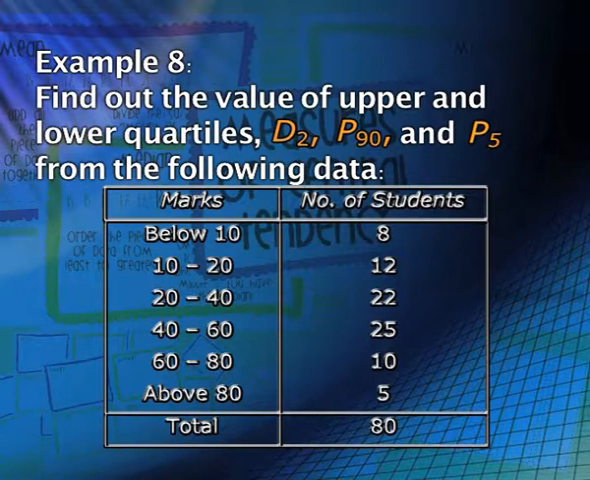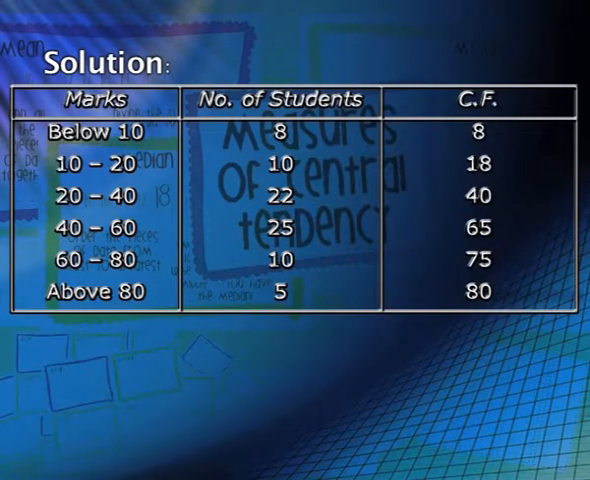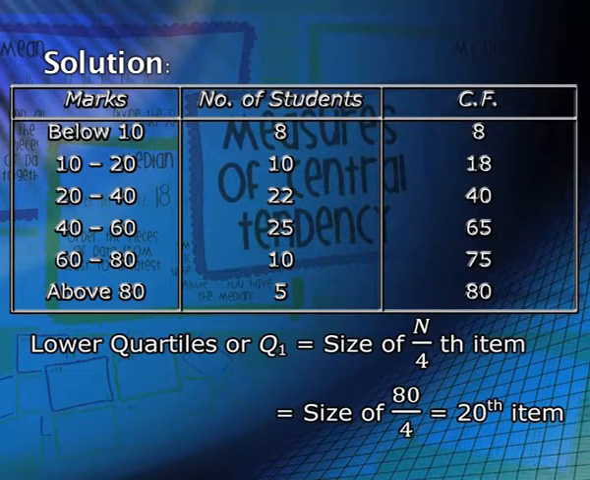So we'll see an example for this, example number 8. Find out the value of upper and lower quartiles, that means Q1 and Q3, D2, P90 and P5 from the following table of data. We are given a table of marks and number of students. Let's see the solution now. We'll make another table containing marks, number of students and cumulative frequency, that is the CF column, as shown.